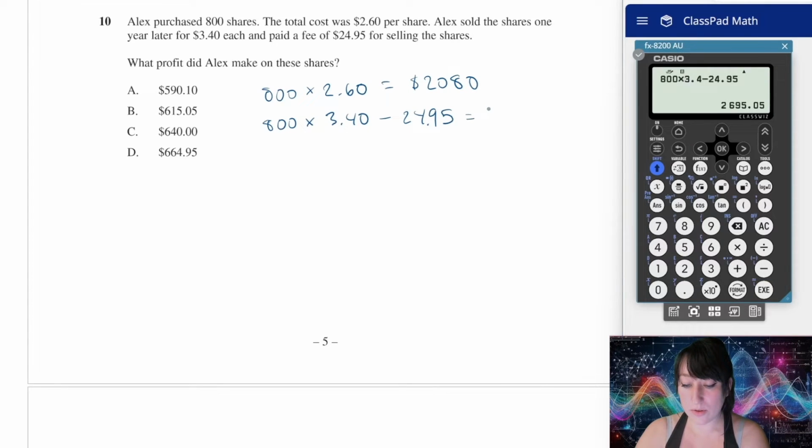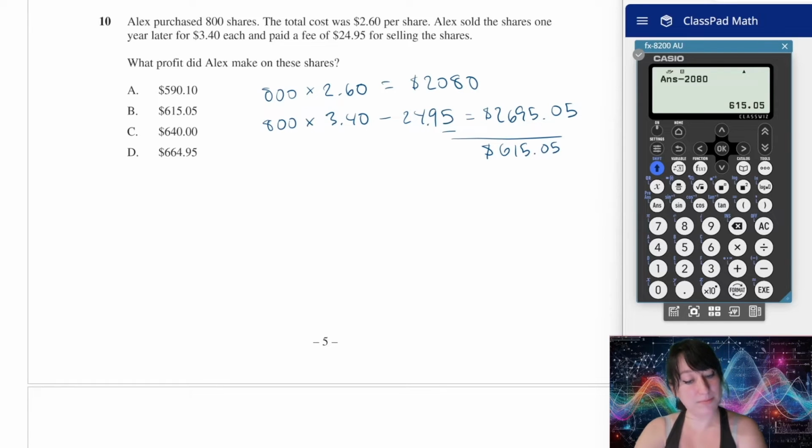That is $2,695.05. So the profit is the difference, and we'll subtract the $2,080 that Alex spent originally, which gives us a profit of $615.05. So the answer is B.